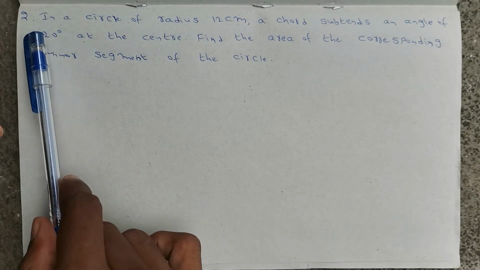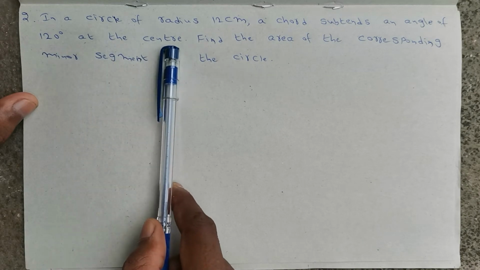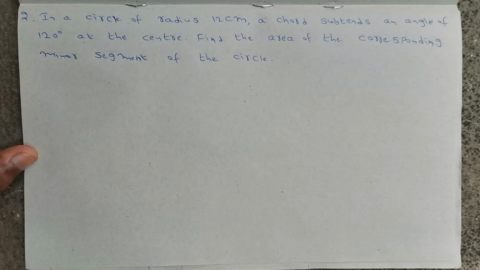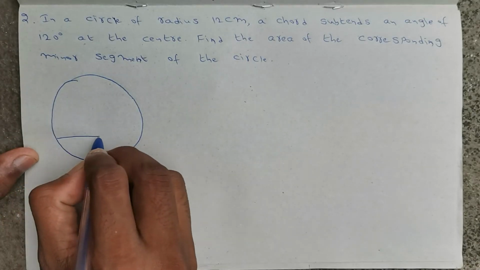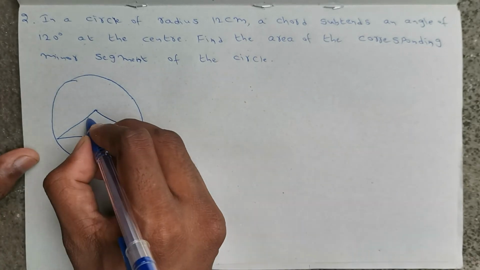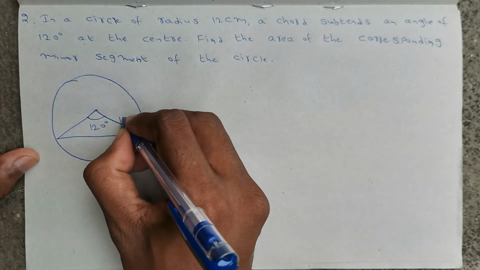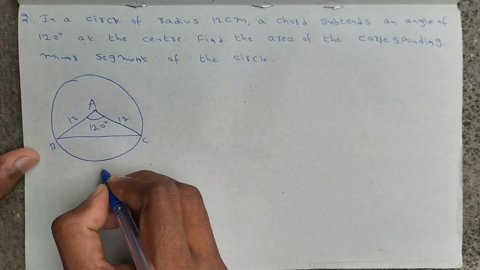Okay, next question is, in a circle of radius 12 centimeter, a chord subtends an angle of 120 degrees at the center. Then find the area of the corresponding minor segment. So it is also the same as the previous problem, but in the previous problem he gave 90 degrees. Now here it is 120 degrees. So we have a circle, a chord. From the center, if we join the radii, he said clearly this is making 120 degrees, and the radius is given as 12 centimeters. So here it is 12 centimeters, 12 centimeters. I am naming this A, B, C and some point D here.